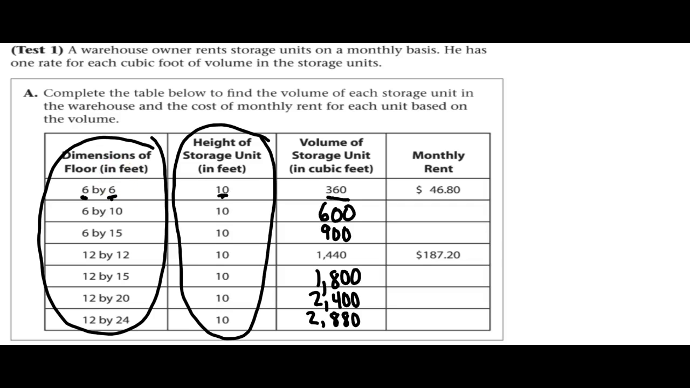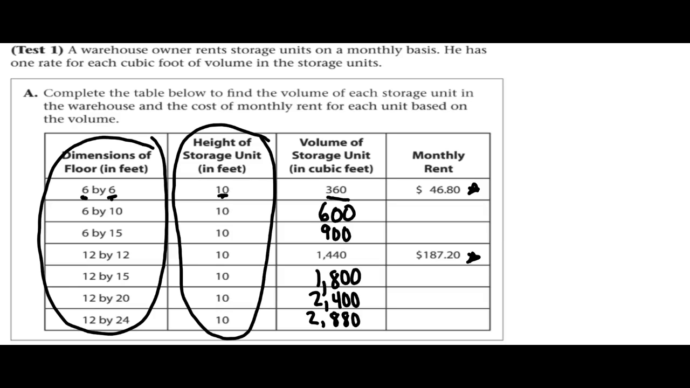Now, the final column here is the monthly rent. And we talked earlier that it's one rate for each cubic foot of volume in the storage unit. Okay, well, if it's one rate for each cubic foot, I need to use the information that I'm given, little clues that I'm given here and here, and use them with the volume in order to figure out what is the rate per cubic foot. So if I'm trying to break this down into 1 cubic foot, I need to take the price, the rent, and I need to divide it by all the cubic feet to figure out what 1 cubic foot is.